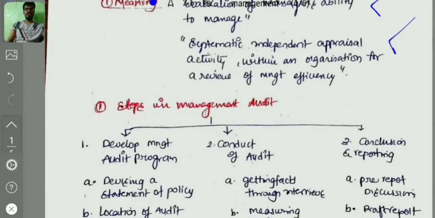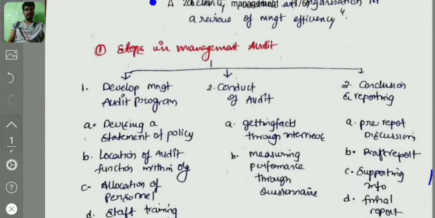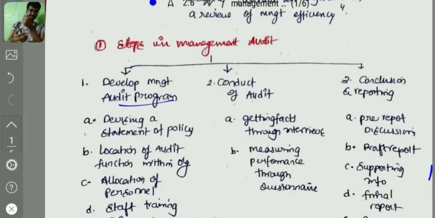And coming to the next, what are the steps involved in the management audit? First there should be an audit program, the second step is conducting of an audit, and the third step is conclusions and reporting. We will see one by one. While framing the audit program, we will see what steps are involved. In the audit program, the first step is developing a statement of policy. What does that policy mean? We have to consult with the management and discuss the terms and conditions of the management audit. And second is location of audit function within the organization.